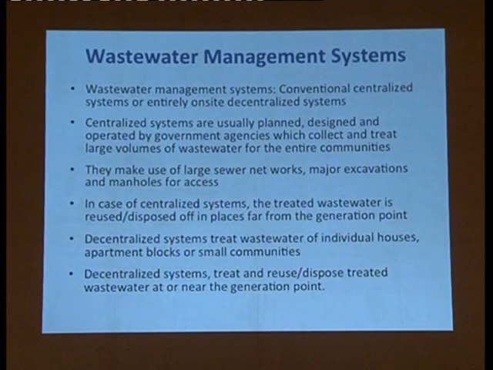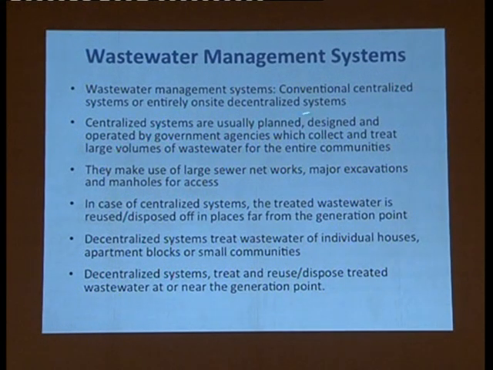So when we come to wastewater management systems, what is the best thing to do? We can have different types of wastewater management system. Either we can go for a conventional centralized system. What does it mean? We generate the waste in a city, collect all of it through big sewer pipes, take it to the extreme end of the city, treat it and discharge it. That is known as a centralized wastewater treatment system.